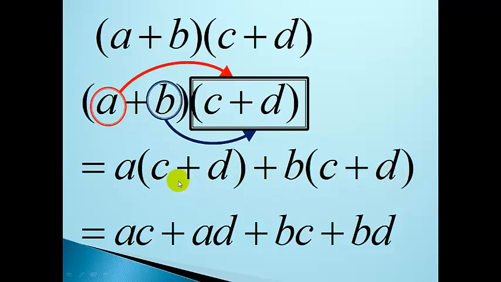Now this is expansion. A times c equals ac, plus a times d equals ad, plus b times c equals bc, plus b times d equals bd. So that is how we multiply two binomials. We only expand, that is all.